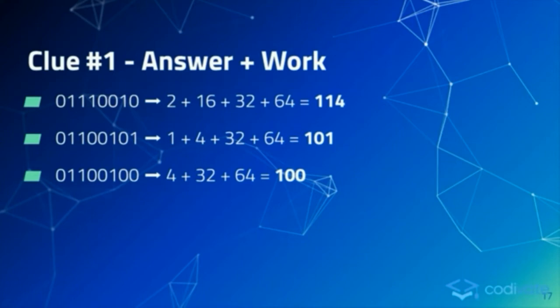The first evaluates to 2 plus 16 plus 32 plus 64. This is because there are 1s in these places corresponding to the binary values. This adds up to 114. The next one adds up to 101. And finally, the third one will add up to 100.